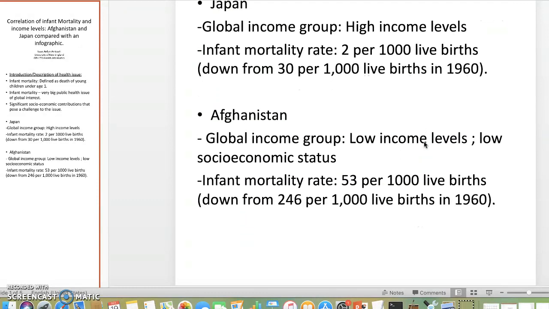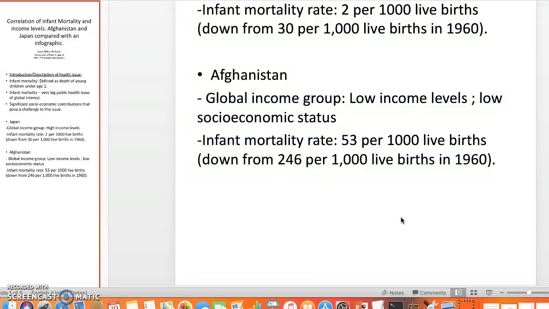Afghanistan, on the other hand, is in the global income group that is very low income levels, and low socioeconomic status. For this reason and many other factors, it's had some reduction since the 1960s. At the time, it was 246 per thousand live births. Currently, most recently, from data from 2016, it is 53 per thousand live births.